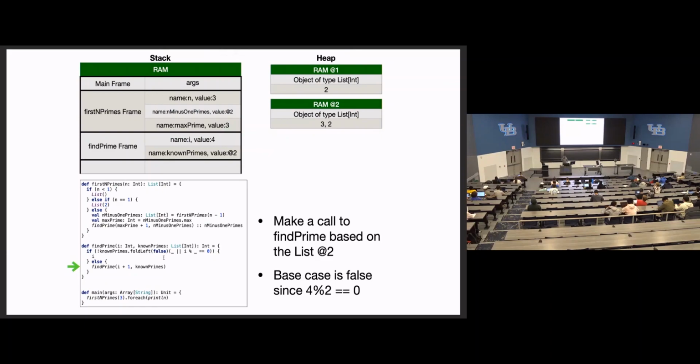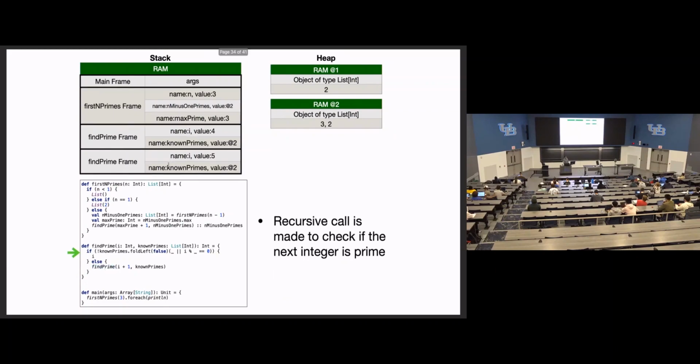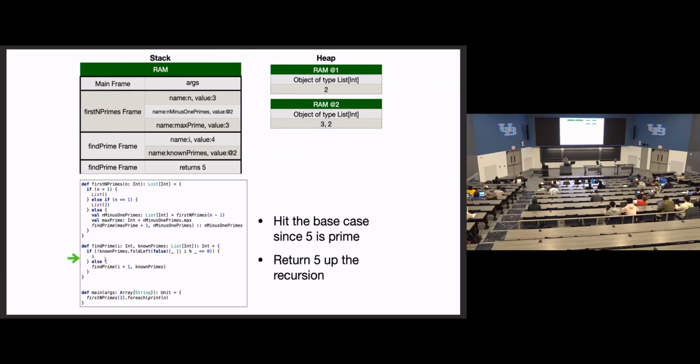Now we get to our first candidate prime of 4. 4 is divisible by 2, so we're going to get our recursive call here. We're going to put another call to find prime on the stack, where we're going to check 5. 5 is not divisible by 2 or 3, so we're going to return 5.